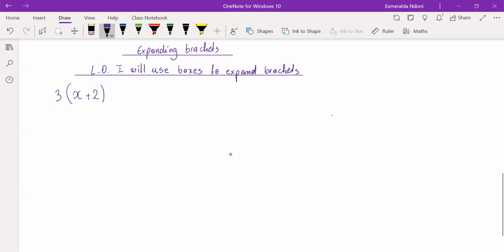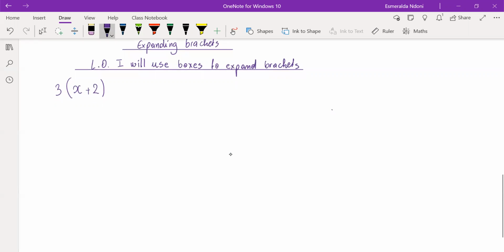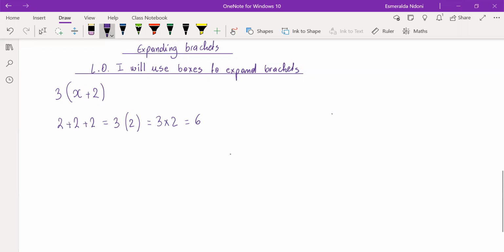Let's start small. I'm going to start with some numbers. So if I have 2 plus 2 plus 2, we all know that this is the same as 3 lots of 2, which is the same as 3 times 2, which gives you a 6. Nice and easy when we have numbers, but it's the same principle when it comes to letters.